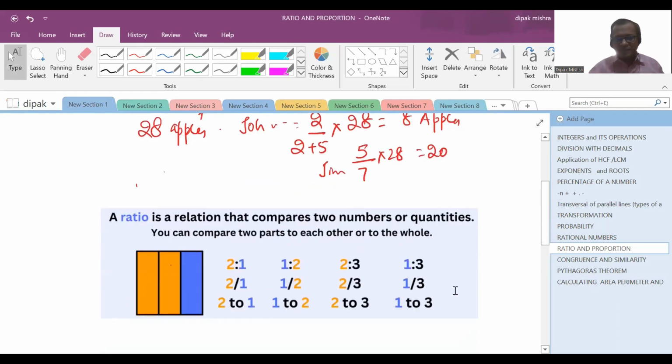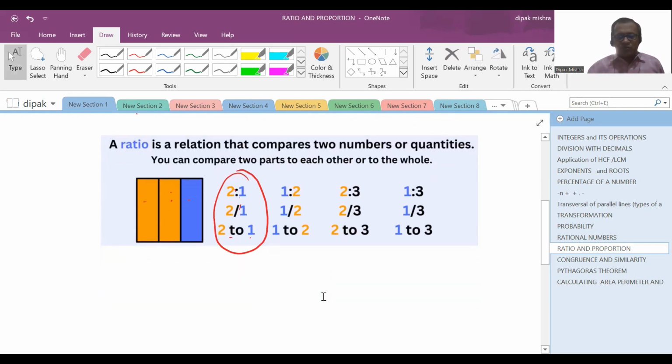So ratio is a relation that compares two quantities, and there are various ways of writing it. So 2 to 1, 1 to 2, or 2 over 1. These all mean the same thing. So if you say two oranges are here, one blue is here, which means orange and blue are in the ratio of 2 is to 1. So this is what is meant by ratio.